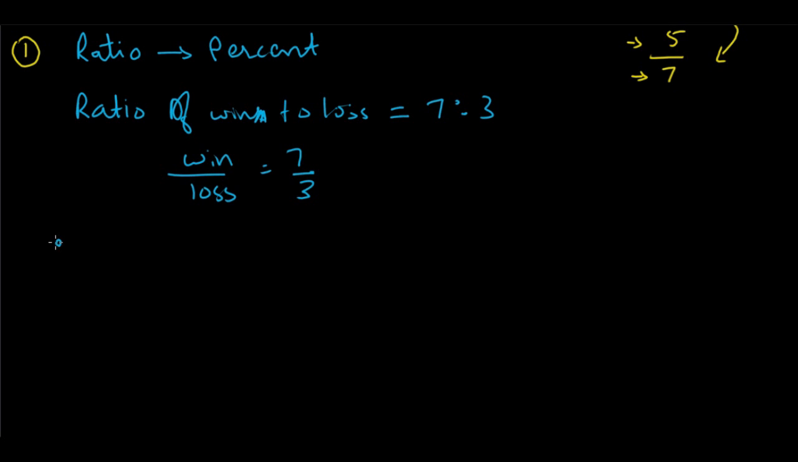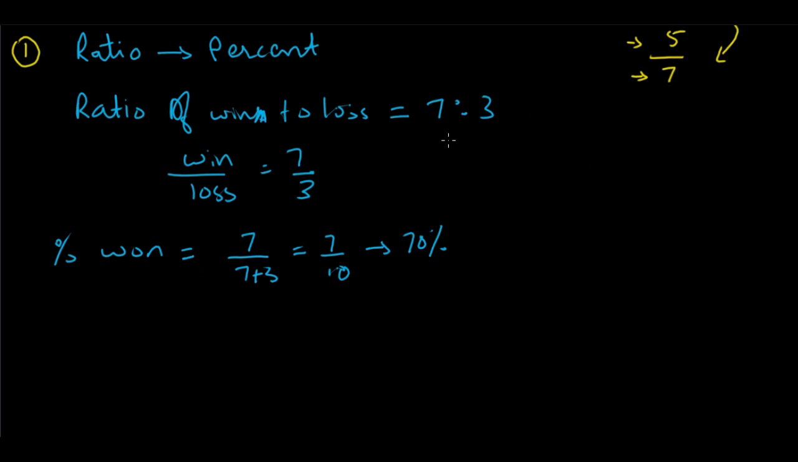Now if I want to write a percent, then if you remember the percent formula, whatever quantity whose percent you want to calculate, you write that in the numerator, so that's 7, and the total goes at the bottom, just like a regular fraction. The total here is 7 plus 3. So that's 7/10. In percent terms, that would be 70%. Okay, so that's how you go from a ratio to a percent.